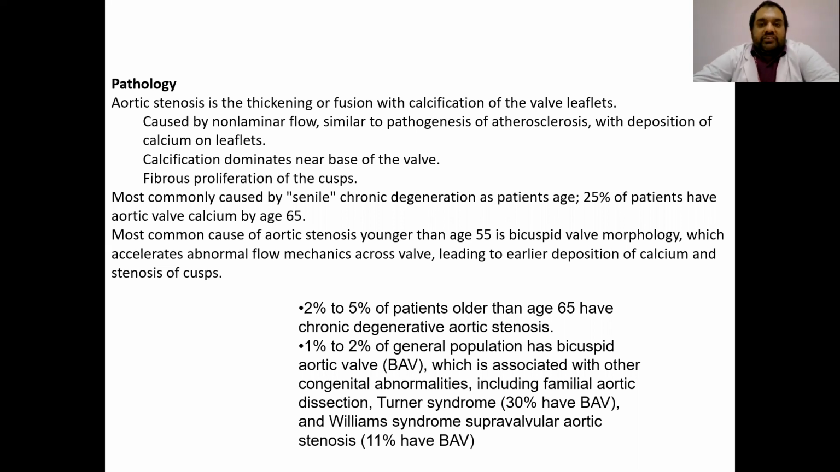1 to 2% of the general population has bicuspid aortic valve, or BAV, which is associated with other congenital abnormalities, including familial aortic dissection, Turner syndrome, of which 30% have bicuspid aortic valve, and Williams syndrome, supravalvular aortic stenosis, in which 11% have bicuspid aortic valve.